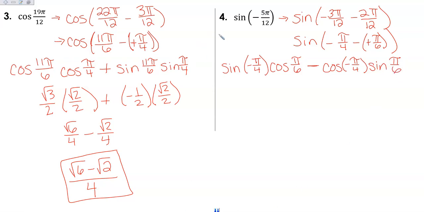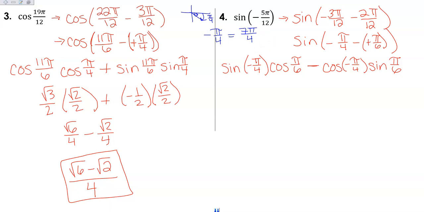Also, a side note is remember that negative pi over 4 means we are starting at our unit circle and we're going down pi over 4 to get our angle measure. So this is equivalent to a positive 7 pi over 4. So when you're looking at your unit circle, this is what we're trying to find, is that 7 pi over 4. Okay, you're not going to find your negative pi over 4 on the unit circle. Look for 7 pi over 4. We're going down pi over 4.